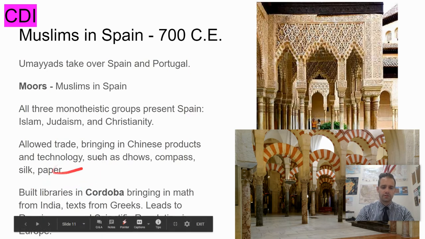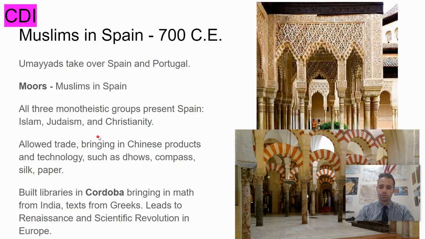The Muslims, in addition to bringing all this trade and technology, are also just going to bring knowledge to Cordoba, which is a city in Spain. And so all of this knowledge from the ancient Greeks, the ancient Romans, all of this is going to be brought to Spain via Dar al-Islam.